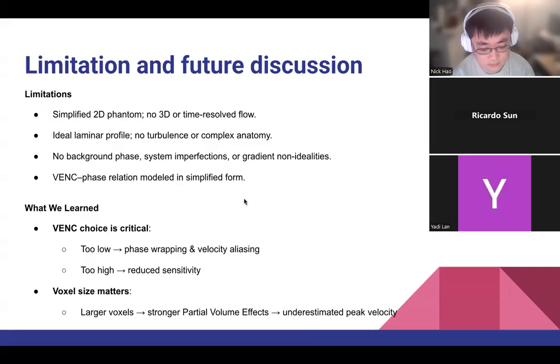Despite these simplifications, the simulation taught us several important lessons. First, the VENC selection is critical. When the VENC is too low, phase wraps occur, leading to severe velocity aliasing. When VENC is too high, sensitivity to lower velocities is reduced. Second, the voxel size matters. Larger voxels increase the partial volume effects, which cause underestimated peak velocity and smearing near vessel boundaries. Overall, these insights reinforce how important acquisition parameters are in PC MRI and how even a simplified model can help us understand and predict real-world imaging artifacts.